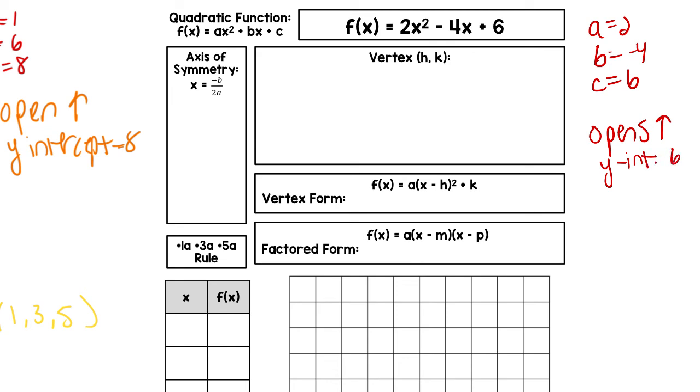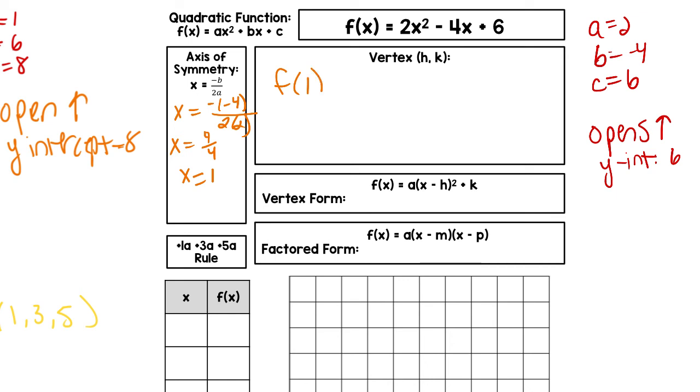Axis of symmetry. X equals -4 over 2 times 2. I'm going to have you always put the negative there and then write whatever B is. It's easy to make a mistake here, miss a sign, and it really changes your parabola a lot. So this is x equals 4 over 4. That means x is 1, our axis of symmetry.